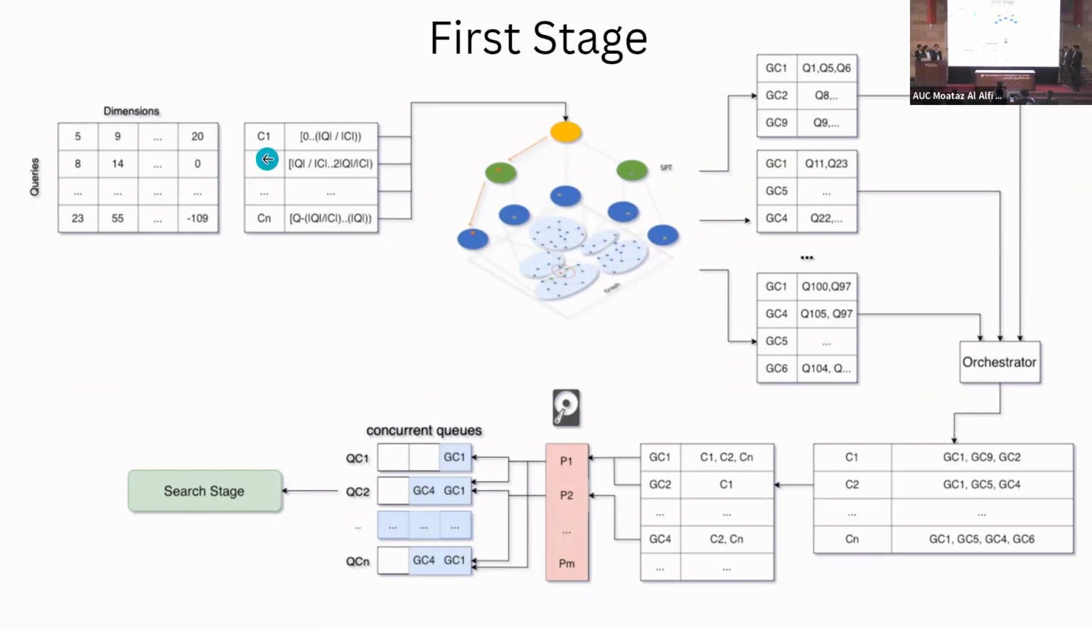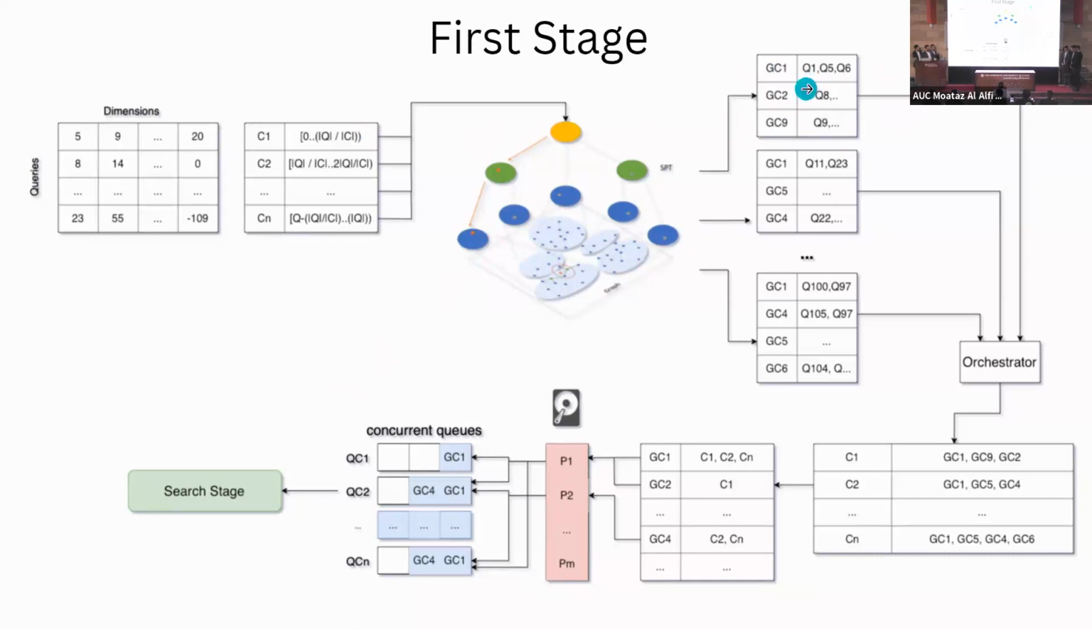For example, here, consumer 1 would take queries starting from index 0 up to the size of queries divided by the number of consumers that we have. Then each consumer would proceed to identify the centroids that we explained in the previous slide from the index in parallel and construct an inverted index of the graph centroids needed. For example, this is graph centroid 1, and it's needed by query 1, query 5, and query 6.